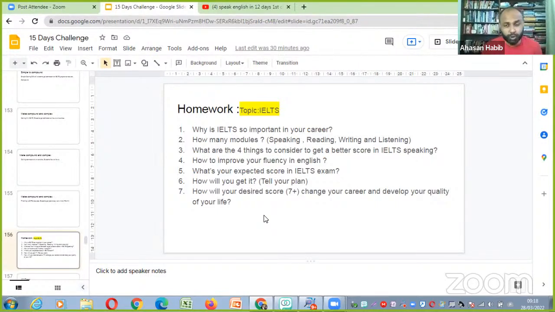This is the homework topic, IELTS. So why is IELTS so important in your career? How many modules? What are the 4 things you need to consider to get a better score in IELTS speaking? How to improve your fluency in English? What is your expected score in IELTS exam? How will you get it? And how will you desire a score 7+? If you get 7+, you can change your career and develop the quality of your life, right? So these are the 7 questions you need to ask.